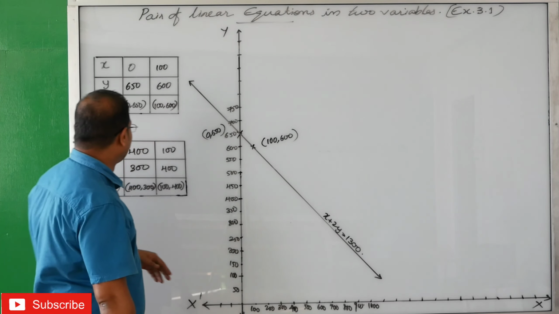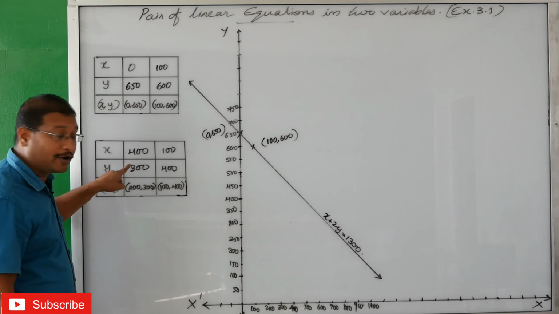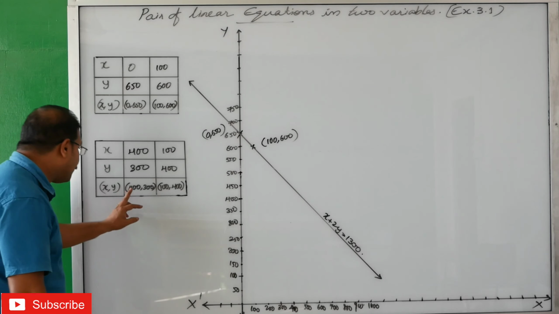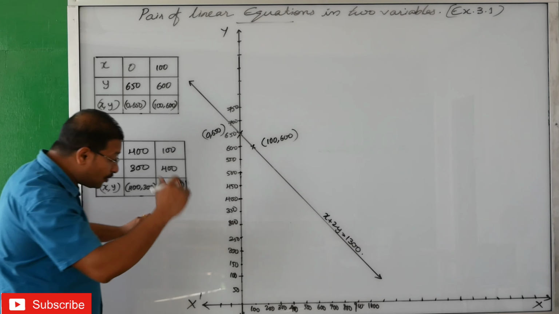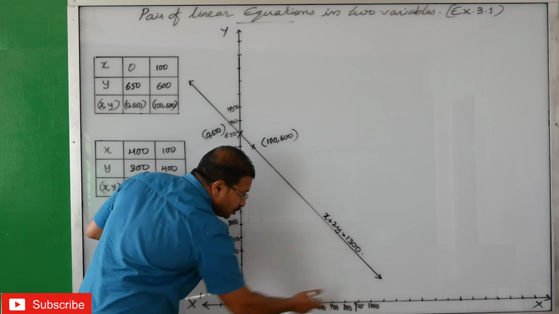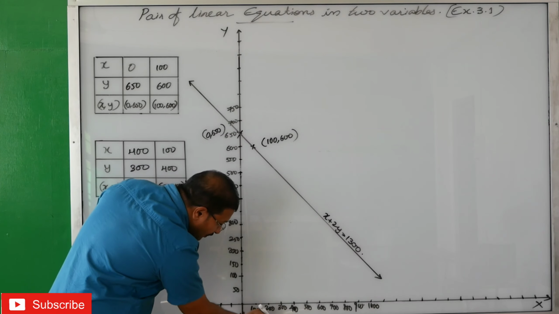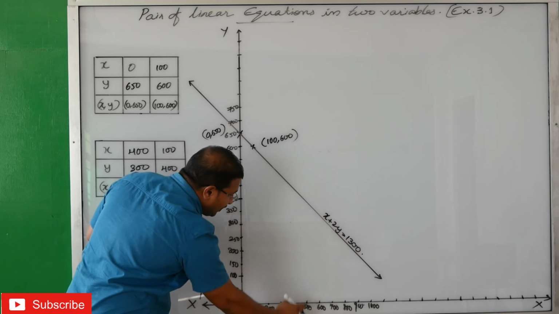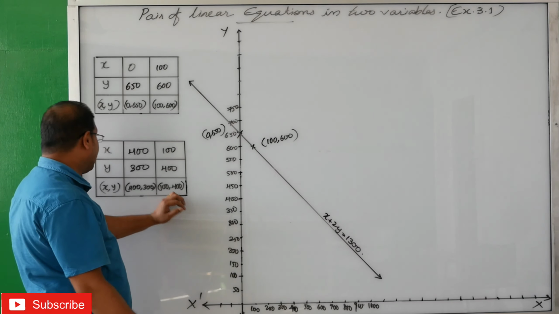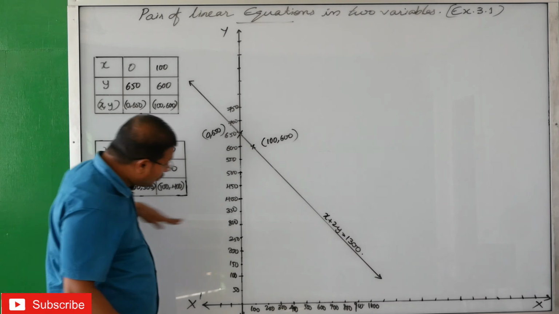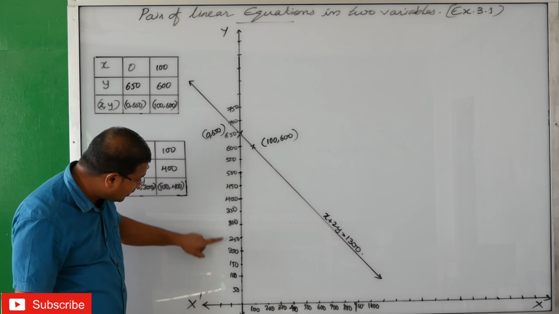Ready? Let's see the second one. What is that? X equals 400, y equals 300. That is (400, 300). X equals 400 means right side: 100, 200, 300, 400. So here there will be one vertical line. After that, y equals 300 means a horizontal line. Y equals 300 is here.